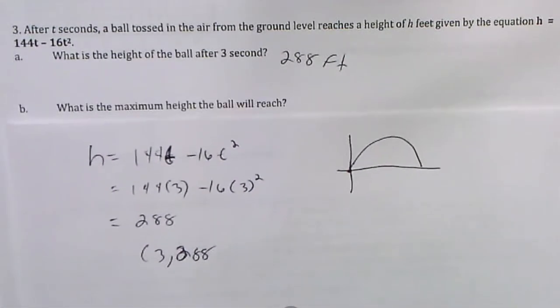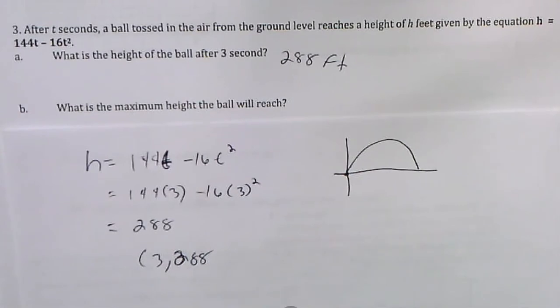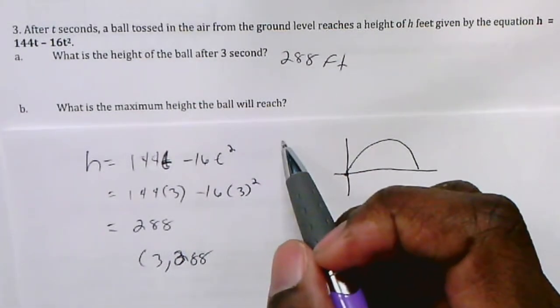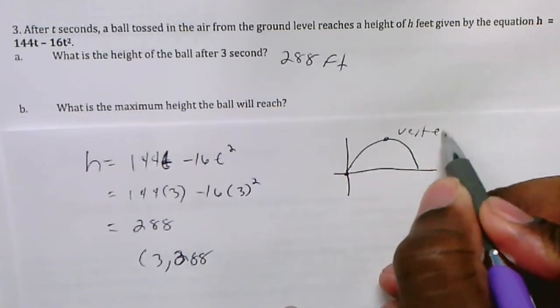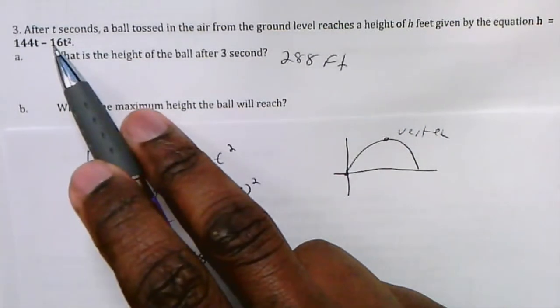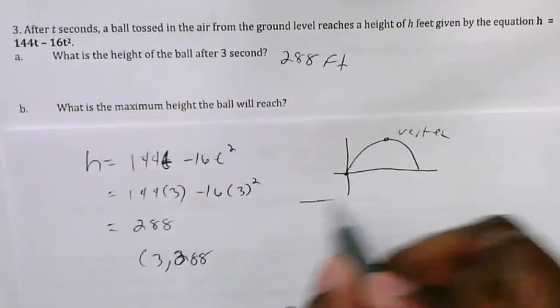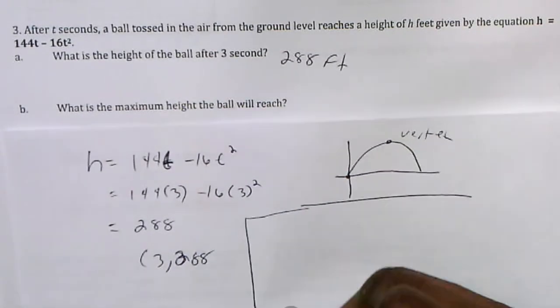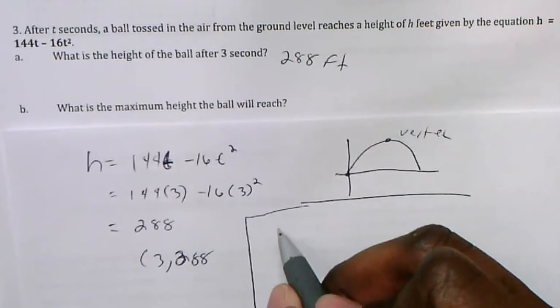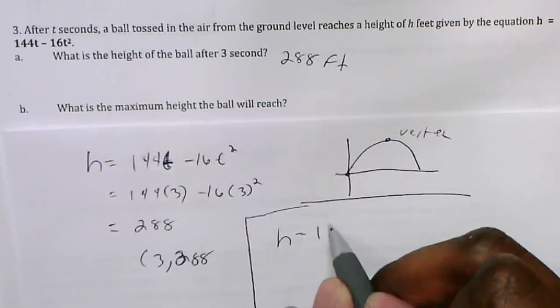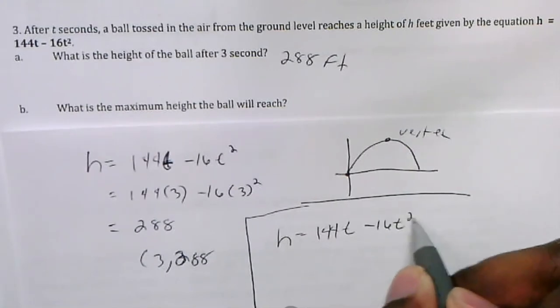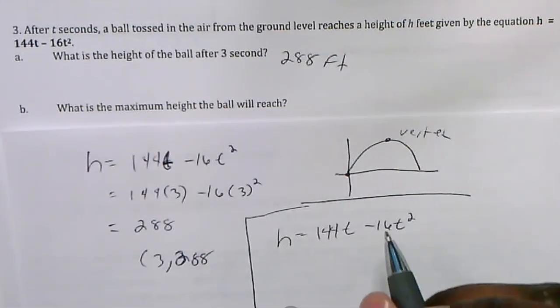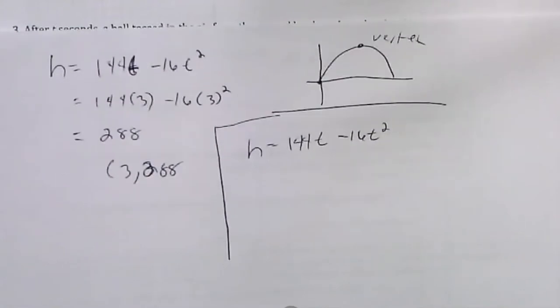Second part of the question says, what is the maximum height of the ball? The maximum height is found by the vertex. So it's this point here. To find the vertex, you have to write this equation into vertex form. So I'm going to take that equation, which is h equals 144t, take away 16t squared, and that's not really in the right order. So to begin the problem, you have to rewrite that into the proper order.